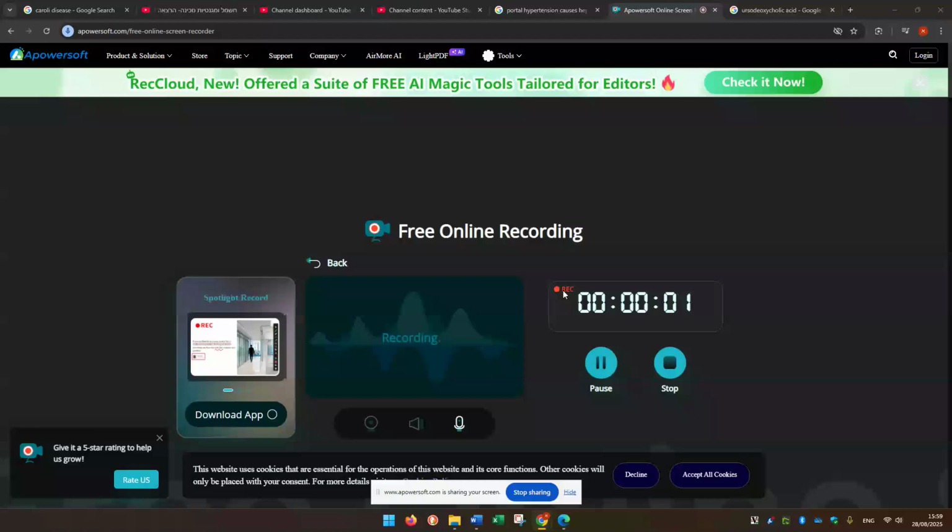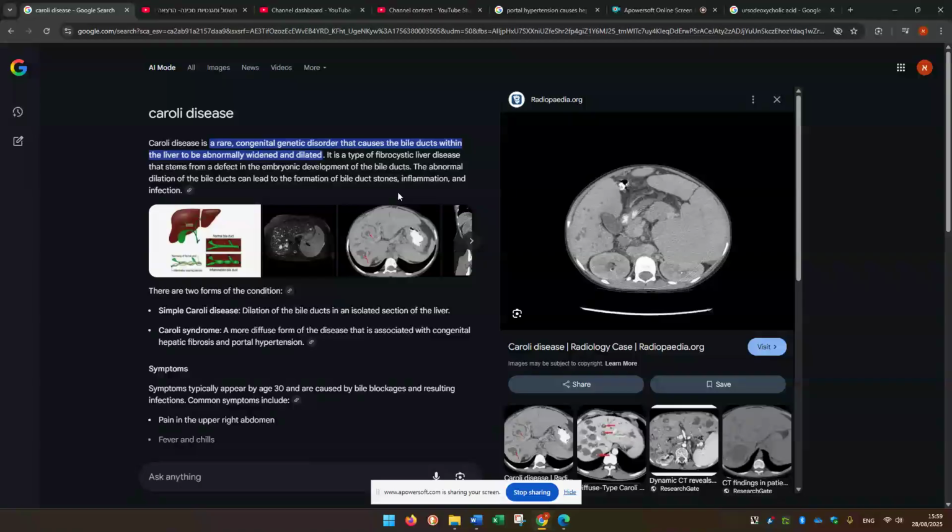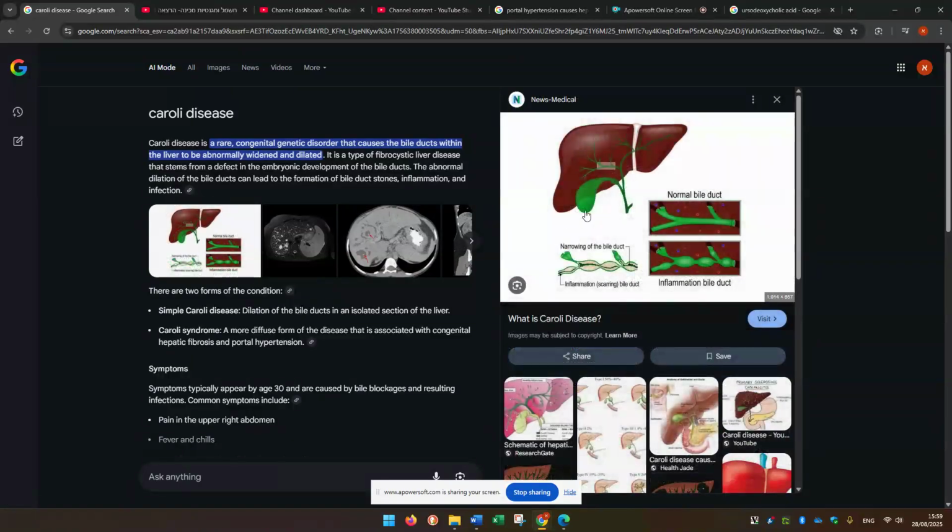Okay, so let's talk about Caroli disease, and let's start by looking at imaging. Caroli disease is dilatation of the intrahepatic bile ducts. You can see that we are looking at intrahepatic bile ducts. It's a congenital disease. You can see the normal bile duct, and this is how an inflamed bile duct looks, with dilatation.